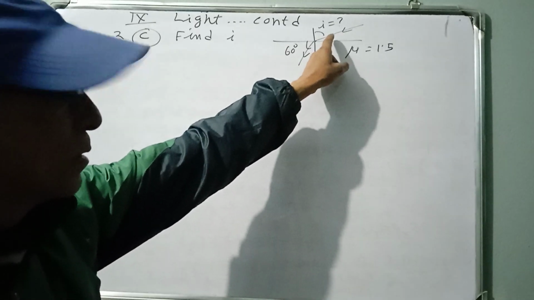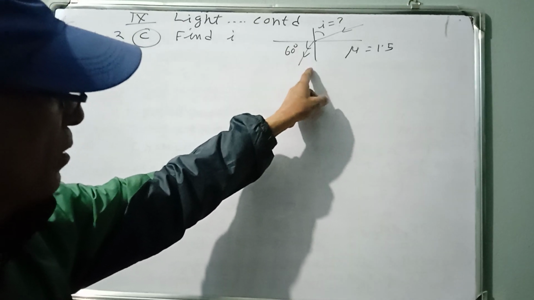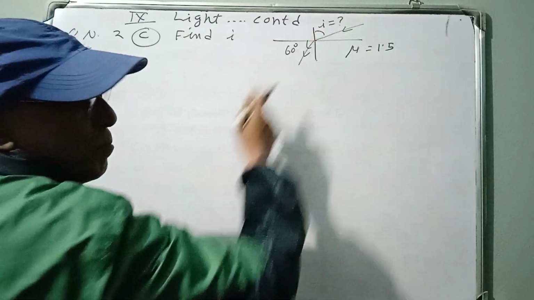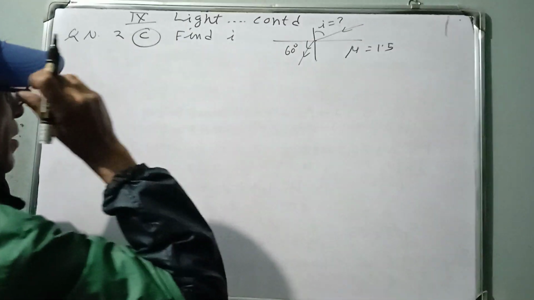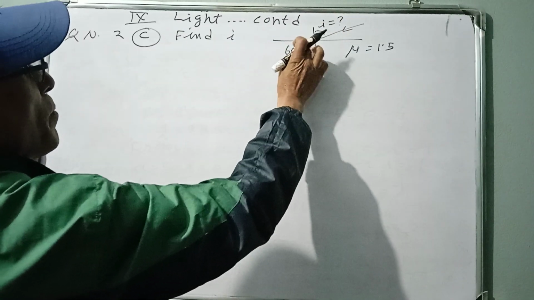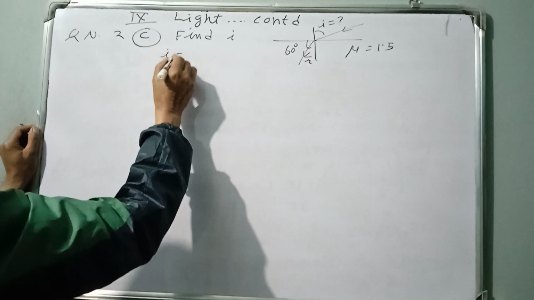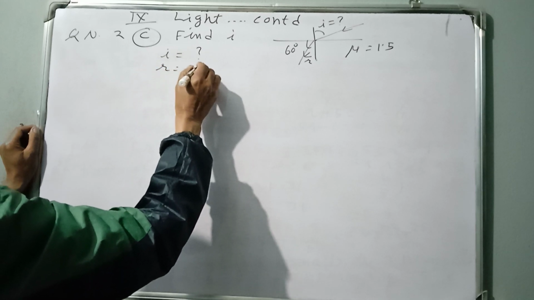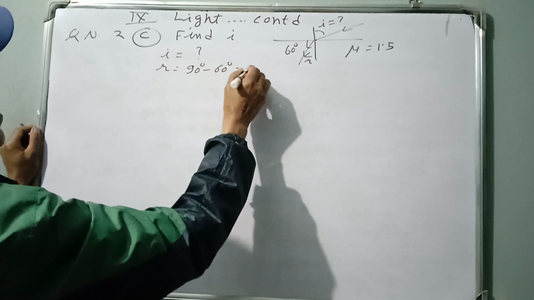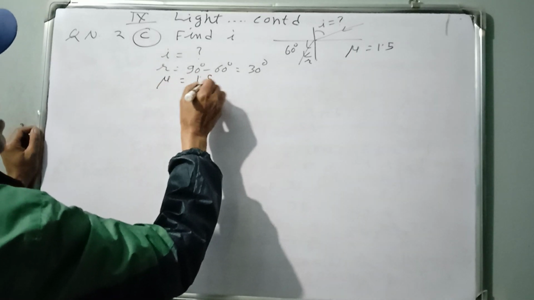Here, since the ray is bent towards the normal, it means it is passing from a rarer medium to a denser medium. This is not the angle of refraction. This is the angle of refraction R. So, here the angle of incidence what? Angle of refraction is 90 minus 60, 30 degrees. The refractive index is 1.5.